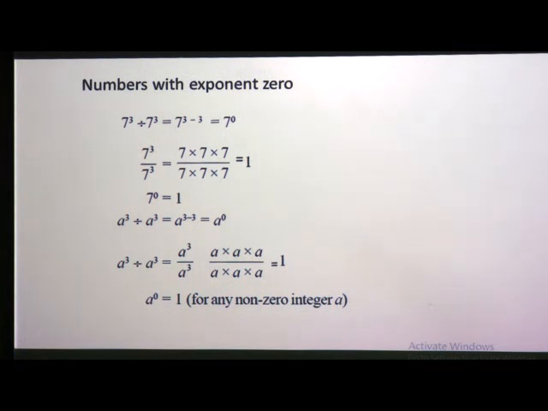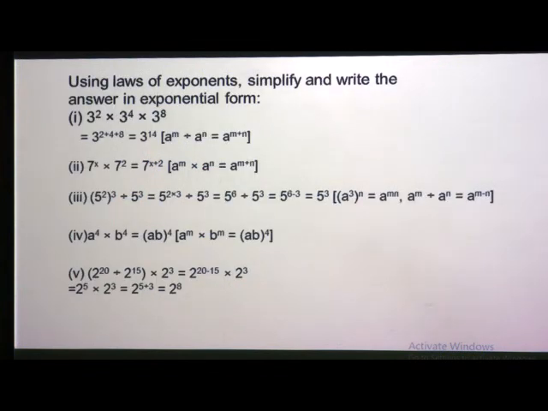So I hope, my dear students, you have understood that when we divide 7 to the power 3 by 7 to the power of 3, after simplifying we get 7 raised to the power of 0, which is always 1. You have to remember this, because when we are solving some examples, we will find such steps. Now we will see one more example here.